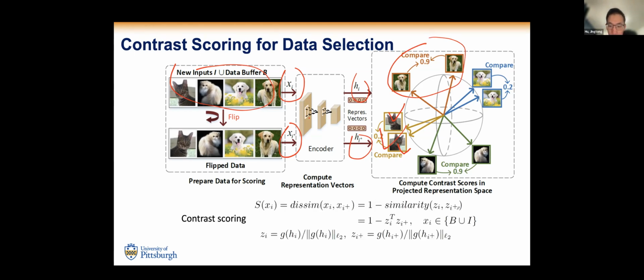So the contrastive score is defined as this. There is some theoretical analysis in our paper, which was published in last year's DAC. So if you are interested, you are welcome to check it out.